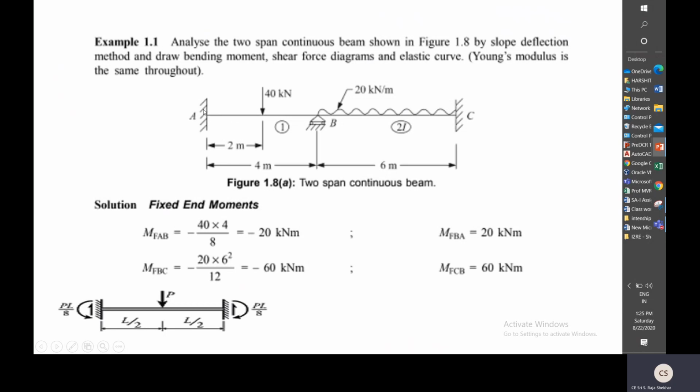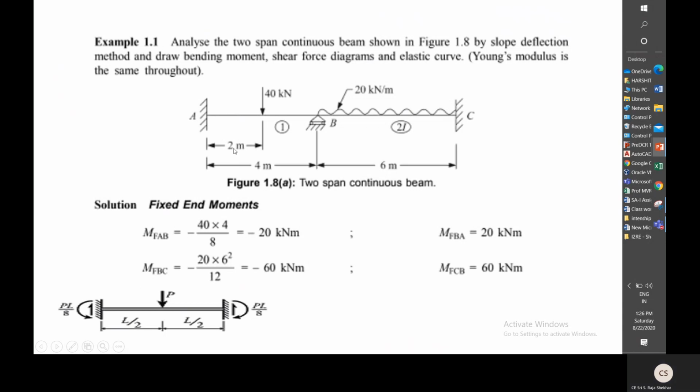Let's suppose if you consider span AB, it is something like fixed beam with point load at center. In that situation, fixed end moment formula is PL by 8. Left side and right side, both the fixed end moments are same, but the sign is different. First one is acting counterclockwise, left side is acting in anti-clockwise direction, and right side support fixed end moment is acting clockwise direction. So right side support fixed end moment is considered as positive, and left side fixed end moment is considered as negative.